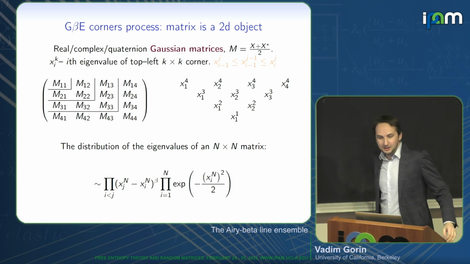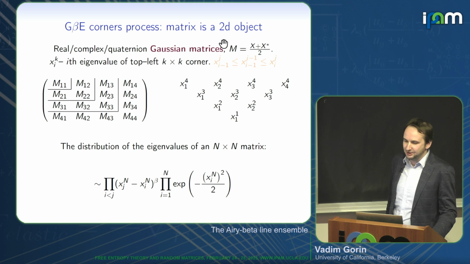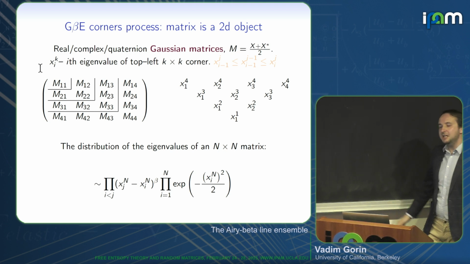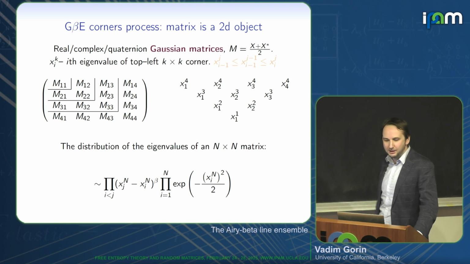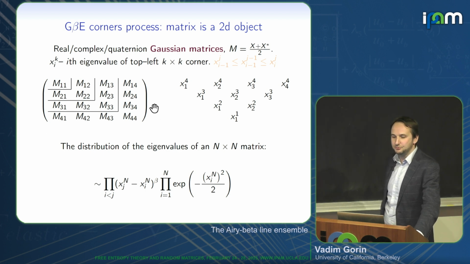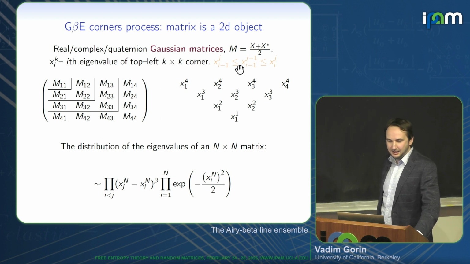So what is that? We start with exactly the same matrix M. But now, instead of looking only at eigenvalues of the full matrix, we'll also cut principal corners out of this matrix. And we'll look at the joint distribution of all these corners together. So maybe you have a 4 times 4 matrix. You write the eigenvalues of this 4 times 4 matrix here. Then you cut the 3 times 3 corner. You write these eigenvalues here. You cut the 2 times 2 corner.